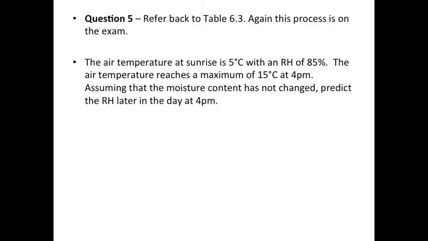The last question we're going to go over today, question 5. Refer back to Table 6.3. Again, this process is going to be on the exam. The air temperature at sunrise is 5 degrees Celsius with a relative humidity of 85%. The air temperature reaches a maximum of 15 degrees Celsius at 4 p.m. Assuming that the moisture content has not changed, predict the relative humidity later in the day at 4 p.m.